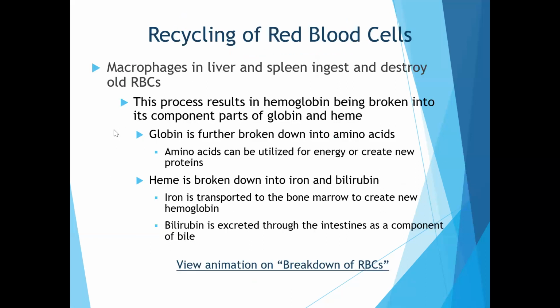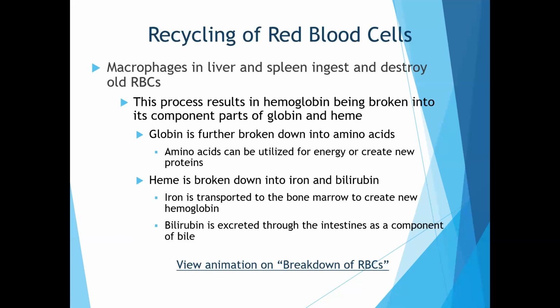Okay, so as I said, we don't just get rid of the red blood cells completely. We really are trying to recycle them. So macrophages in your liver and spleen, that's the type of cell, will ingest and destroy the old RBCs. It's really like recycling because we're going to take the hemoglobin and break it down back to its component parts. So remember the 4 globins and the 4 hemes. That globin is a protein, so we're going to break that down into amino acids. If you remember from back when we talked about proteins and carbs and fats, we can use amino acids for energy, but typically we create new proteins with those.